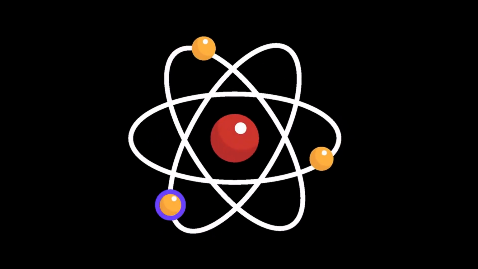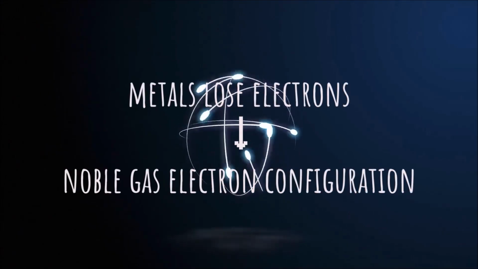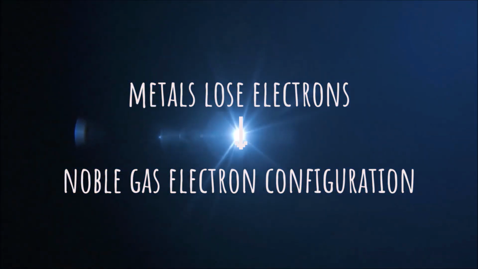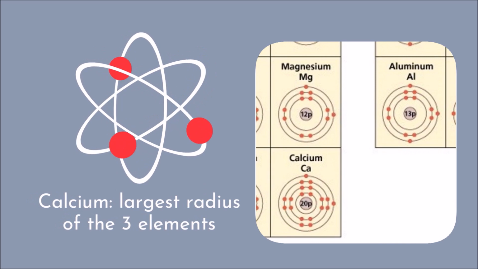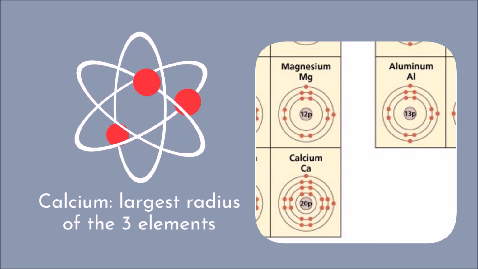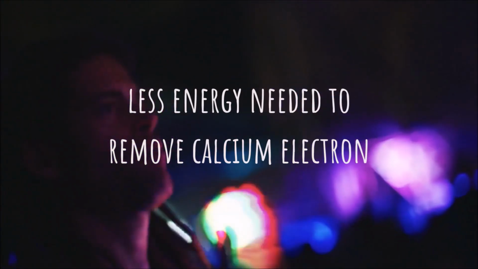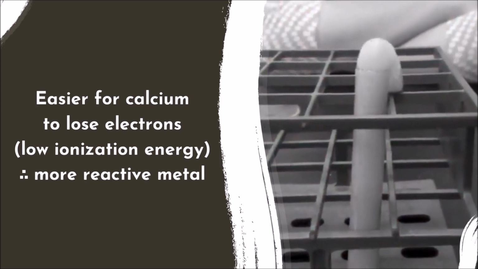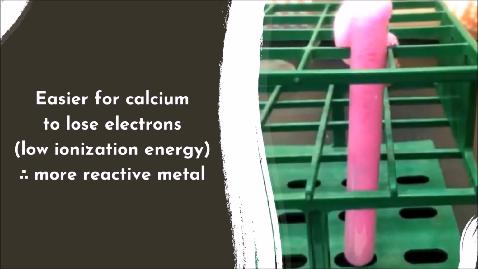Remember, metals lose electrons in order to obtain a noble gas electron configuration. Calcium has the largest radius of the three elements. This means less energy is needed to remove an electron from calcium. Since it is easier for calcium to lose electrons, it is the most reactive of the three metals.